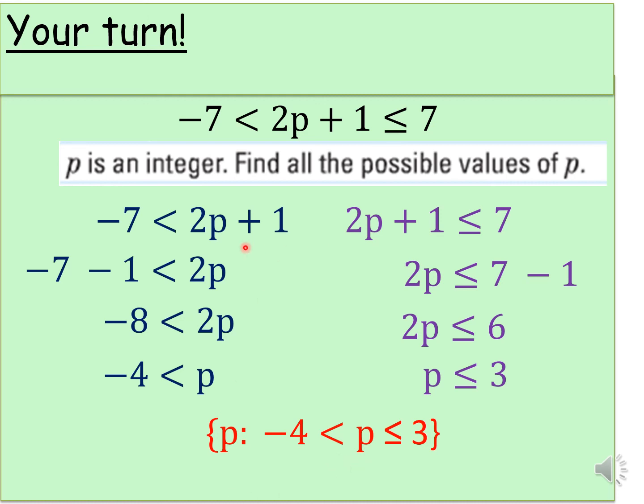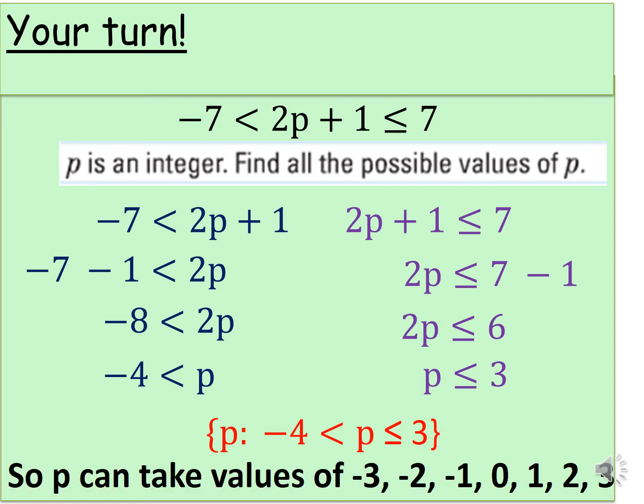Now list all the possible values. So p is greater than minus 4, so the answer must be minus 3, minus 2, and all the way up, and p could be less than or equal to 3. Here is the answer.